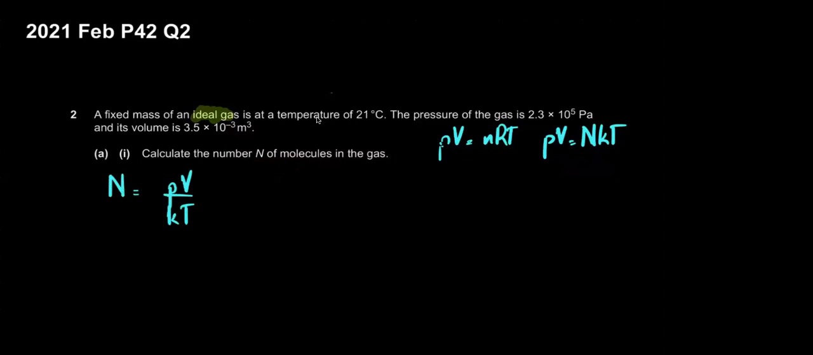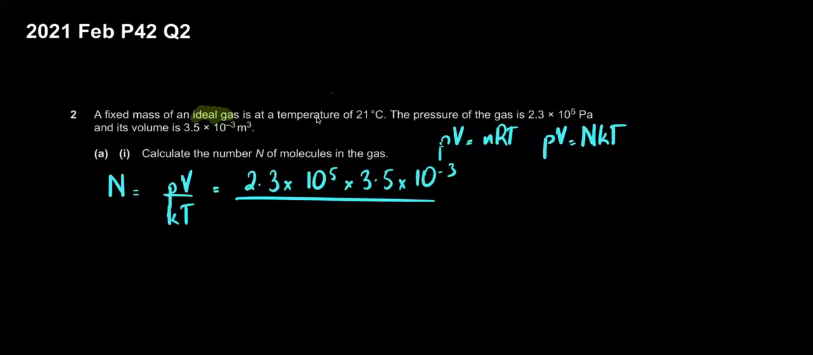So the pressure is 2.3 into 10 to the 5 Pascals. The volume is 3.5 into 10 to the negative 3. k is the Boltzmann constant, right? And even before k, T here is in degrees centigrade, and whenever using the ideal gas equation, we always talk about thermodynamic temperature. That simply means that your temperatures need to be in Kelvin. So this would be 21 plus 273. And the Boltzmann constant k is 1.38 into 10 to the negative 23.